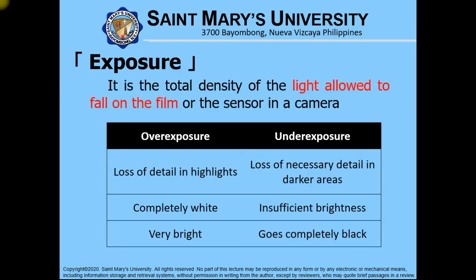For exposure, it is the total density of the light allowed to fall on the film or the sensor in a camera. We have two main categories, which are overexposure and underexposure. Under overexposure, we have a loss of detail in highlights, which are completely white and very bright. If the photo is underexposed, we have a loss of necessary detail in darker areas. We have insufficient brightness. It goes completely black.